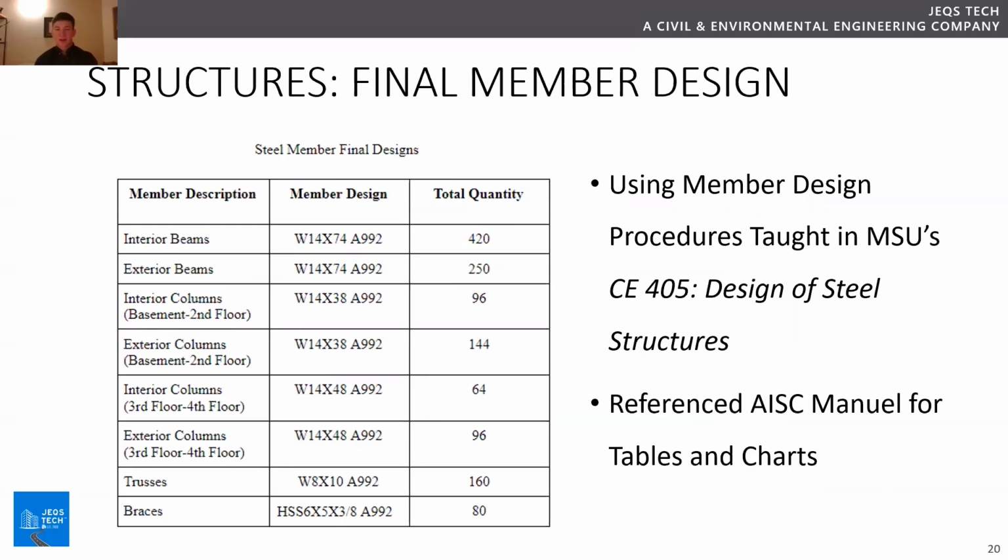Yeah, so with those design forces, we used procedures learned in CE 405, Design of Steel Structures, to get the member designs. I also used the AISC manual for all the tables and charts during design. You can see here the final designs for all the members.